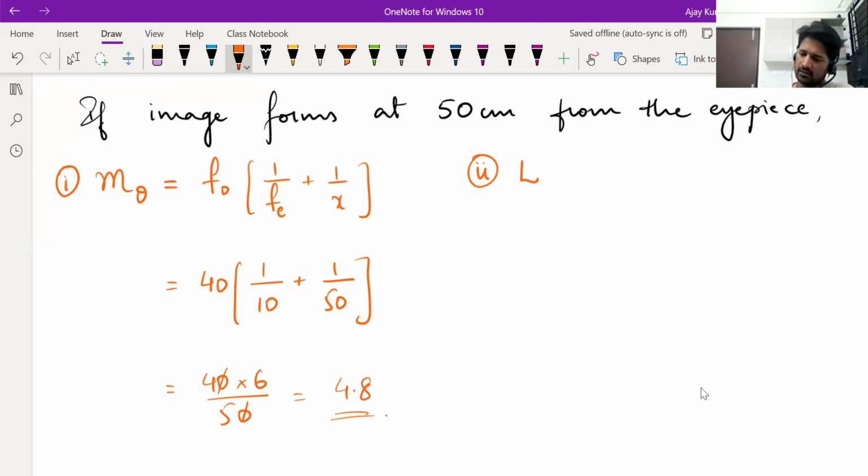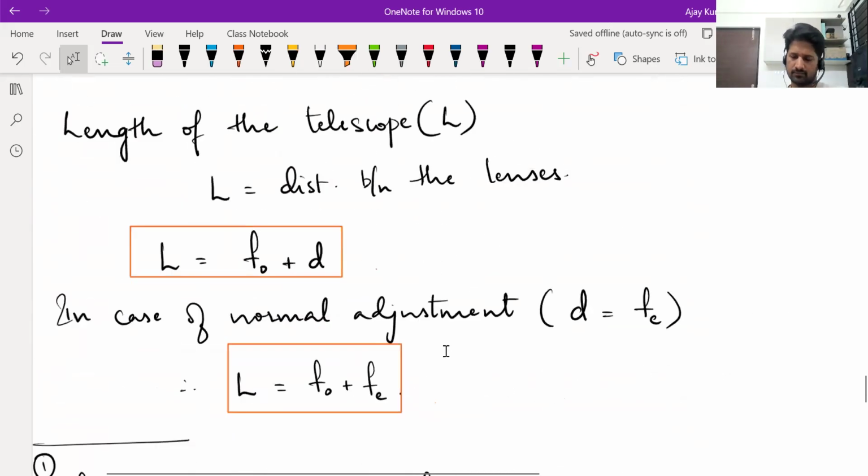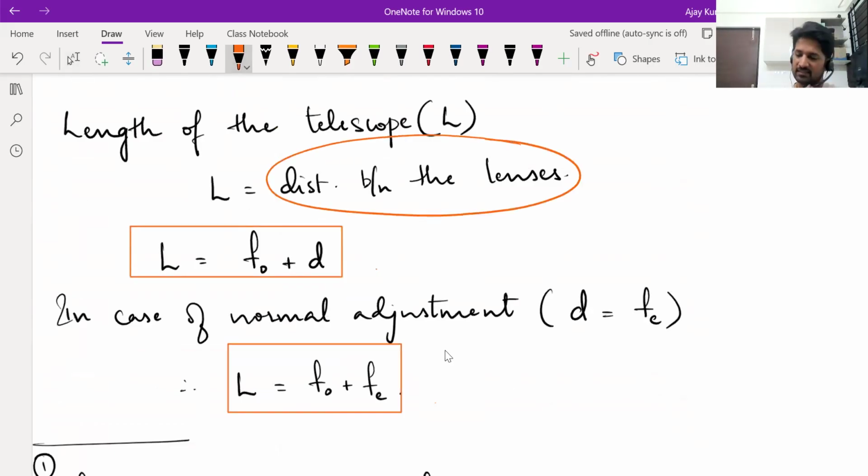And Rishi, can you derive the length of the telescope now? Have you noted the formula? No, sir, can you show it once? What is the meaning of length of telescope? Sir, it's just the distance between the lenses. Okay, distance between objective lens and the eyepiece lens.